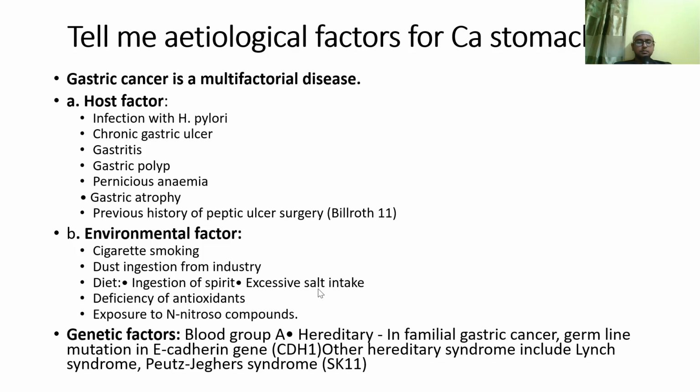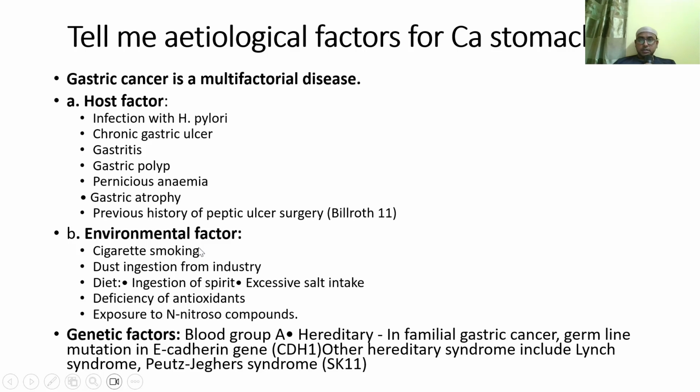Now there are some very important issues, that is, etiological factors: the causes by which people get affected with carcinoma stomach. Some are patient factors, some are environmental, and some are genetic factors. The host factor, that is, patient factors, include H. pylori, chronic gastric ulcers, gastritis, gastric polyp, pernicious anemia, gastric atrophy, and previous history of peptic ulcer disease.